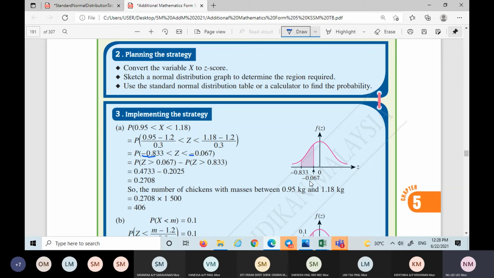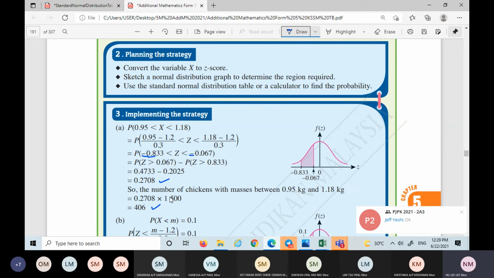So you just read from the table 0.833 and read from the table 0.067. Then see which one is bigger. 0.4733 is bigger, so you get 0.4733 minus the other one. So this is the probability. Remember they are asking for the number of chickens, so you get the probability times the 1500, because 1500 is the total. Then you get the number of chickens.